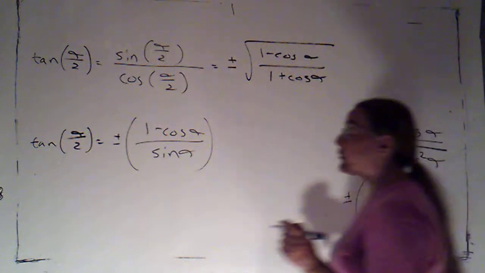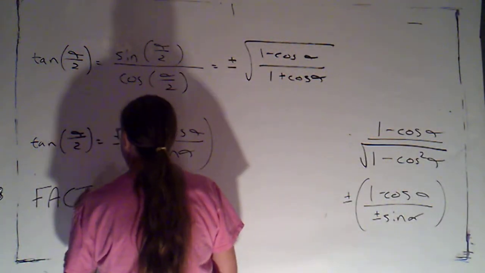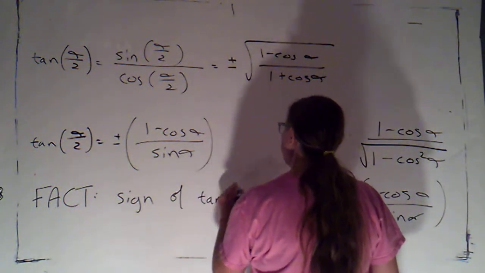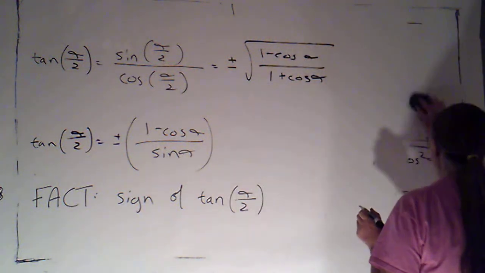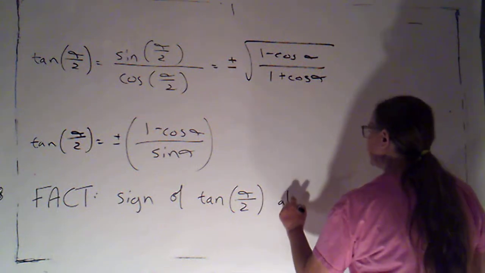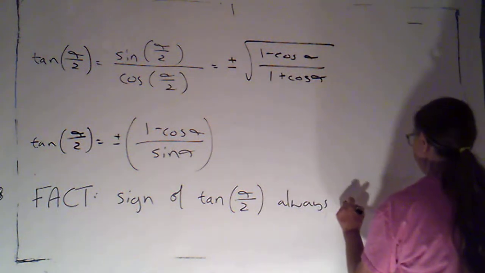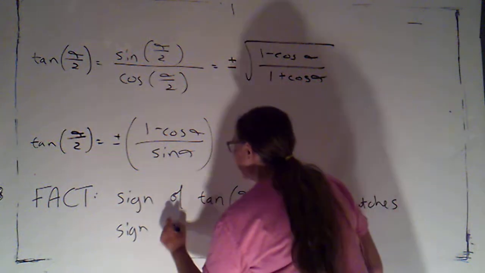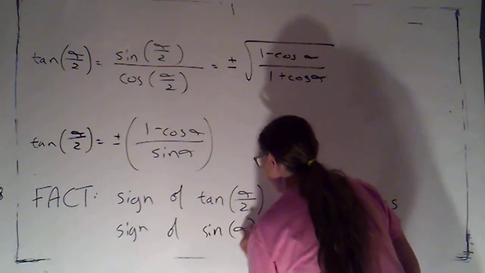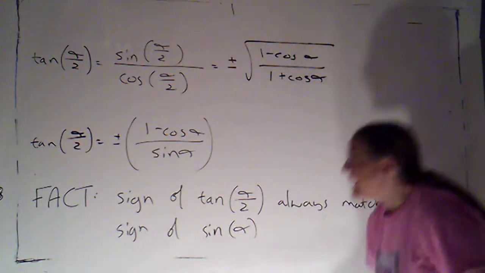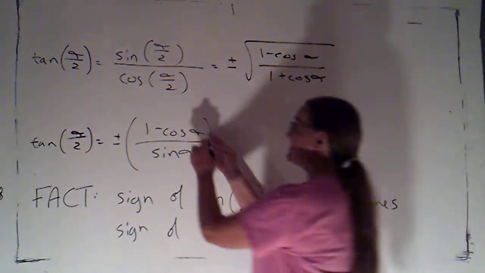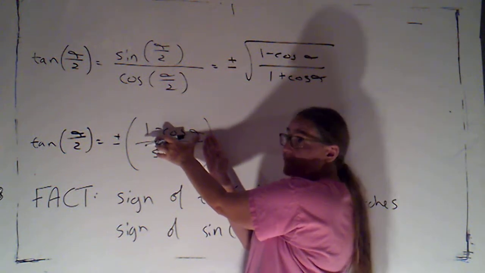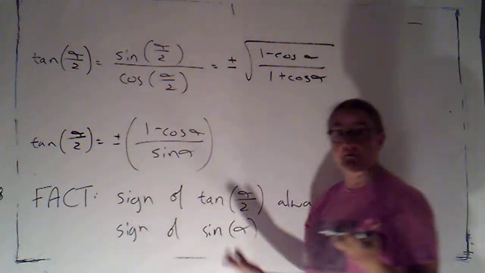There's another really nifty fact, and that's that the plus or minus sign of tangent of alpha over 2 always matches the plus or minus sign of sine of alpha. So the sign of sine, the trig function, of alpha. Now what's really cool about that, we said the top here is never negative. The top is either going to be 0 if cosine of alpha happens to be 1, or it's going to be a positive number, because cosine of alpha is never bigger than 1.